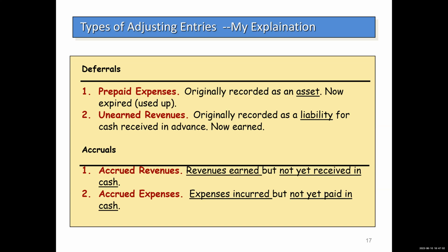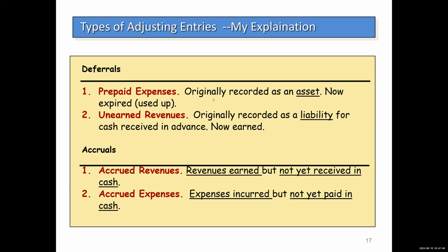Hello, everyone. In this video presentation, I'm going to be discussing deferral adjusting journal entries. As you can see in this slide presentation here, we have 4 different types of adjusting journal entries. There are 2 that are called deferrals and 2 that are called accruals. In this presentation, we are going to specifically look at prepaid expenses.